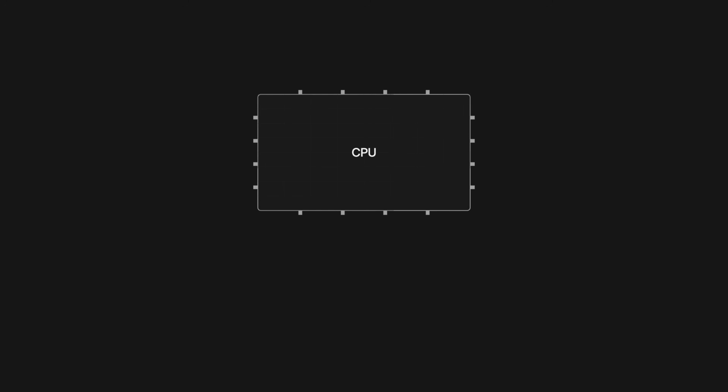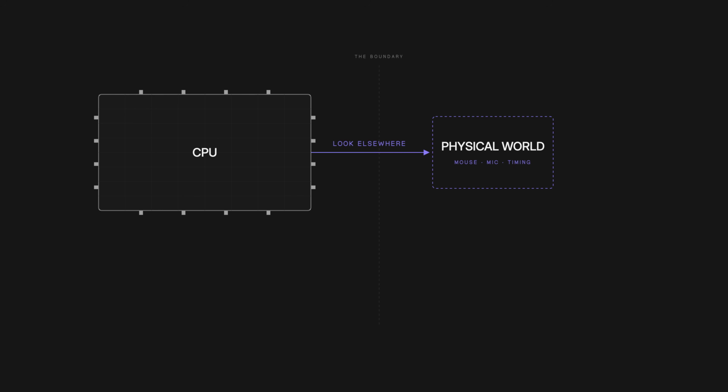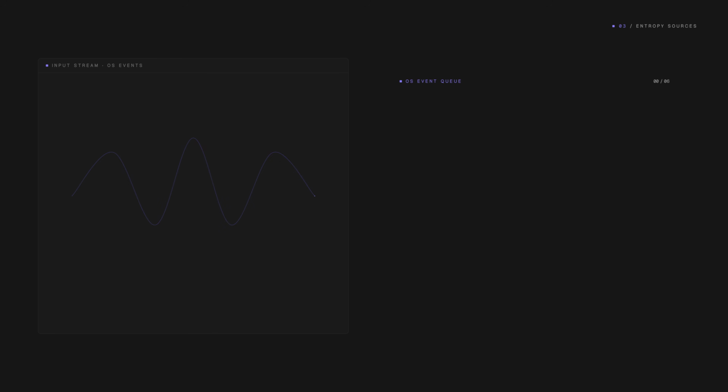The problem is, your CPU executing instructions is not such a source. Given the same inputs, it will always produce the same outputs. That's literally its job. In that case, you have to look elsewhere. You have to look at the physical world. And this is where your mouse becomes a cryptographic instrument.